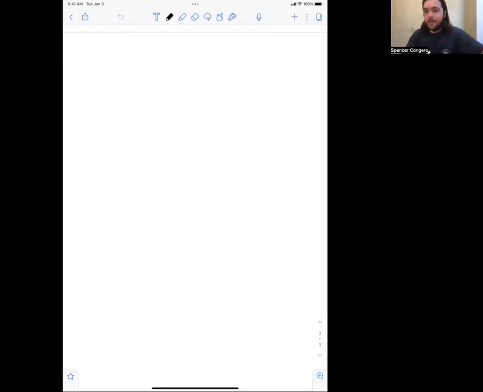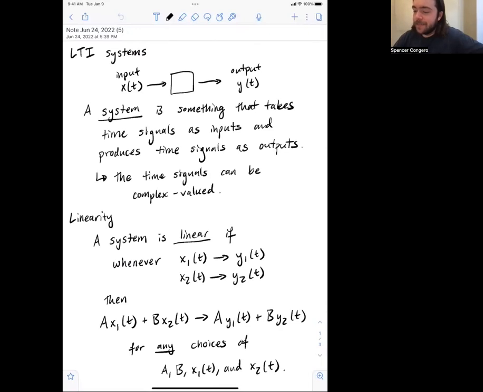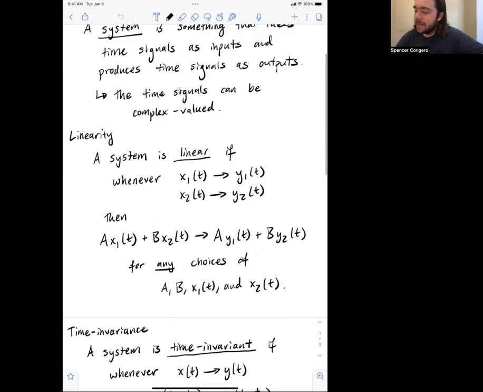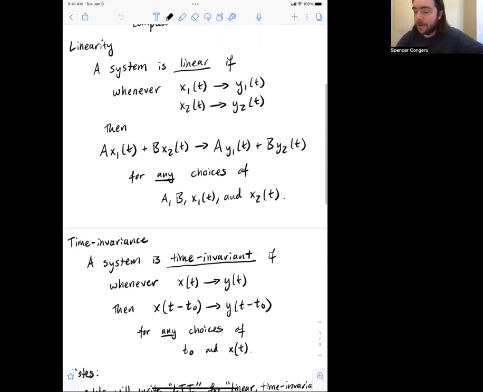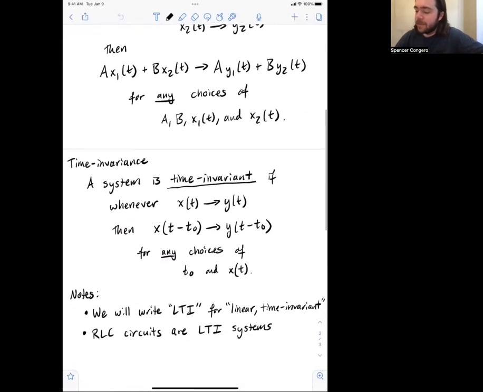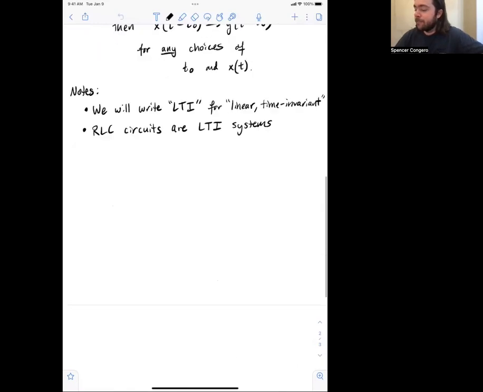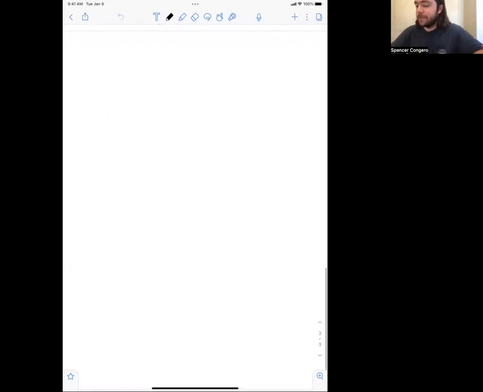Okay, so in the last video, I'm actually just continuing the notes here. In the last video, we talked about LTI systems. We defined a system, and then we talked about two important properties for us in ECE 45, which are linearity and time invariance. We described those definitions, so definitely check out that video if you missed it. Now we're going to go over some examples.